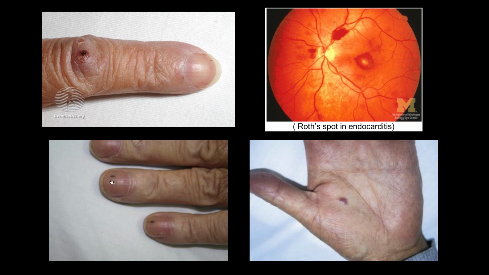The bottom left is splinter hemorrhages. The bottom right is a Janeway lesion, which is painless and raised, or flat, sorry. And then here, looking at the eye fundoscopy, there are Roth spots, these fluffy red bits. So these are all features that are suggestive of endocarditis on physical examination.